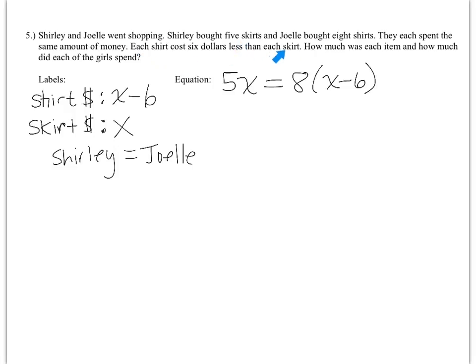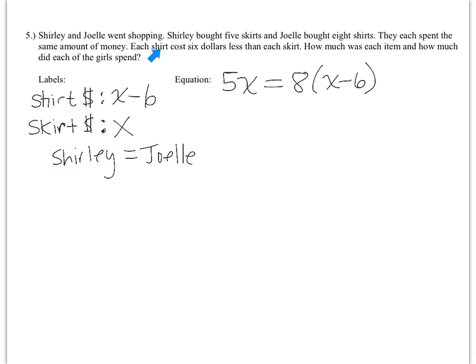This is my sentence that's comparing shirts to skirts. And then even the question here is how much was each item and how much did each of the girls spend? That's a clue that we need to know how much each item is. And then once we know that, then we can figure out how much the girls spent because they spent the same amount of money. Okay? So that's when I put shirts cost and skirts cost.